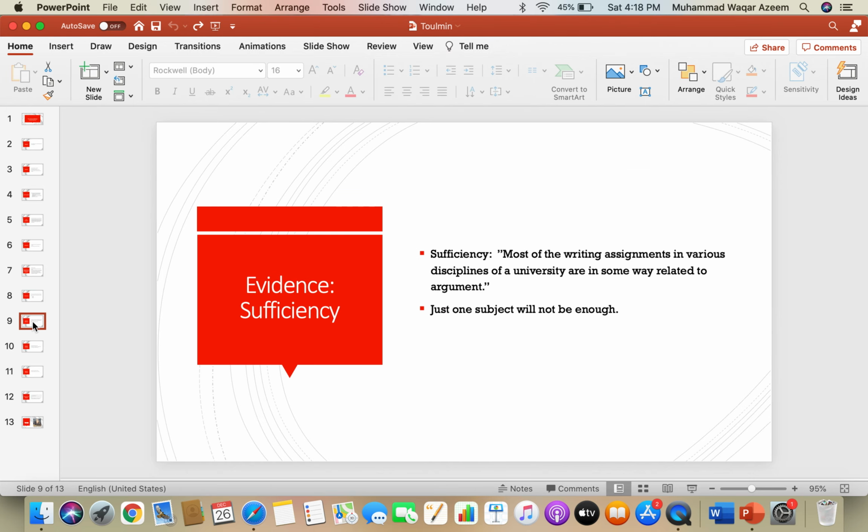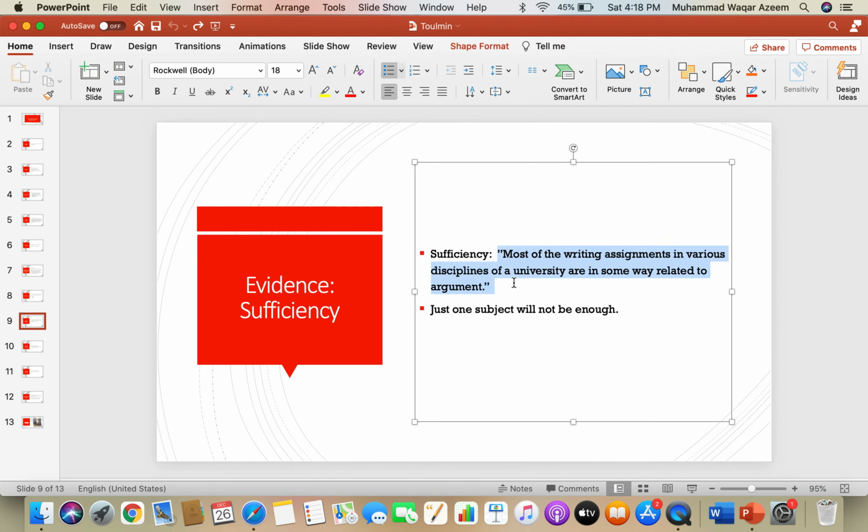Let's look at them one by one. The first one is that evidence should be sufficient. What does that mean? Sufficiency of evidence means that most of the writing assignments in various disciplines of a university are in some way related to an argument. Now, in this particular sentence, the evidence is broad enough to become acceptable. Let's look at this statement again. Most of the writing assignments in various disciplines of a university are in some way related to argument.